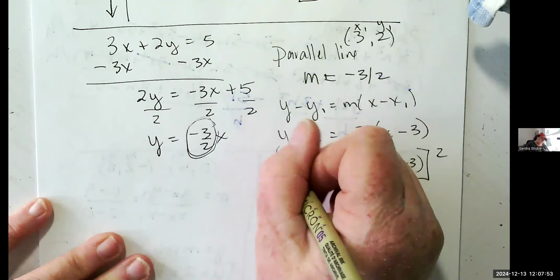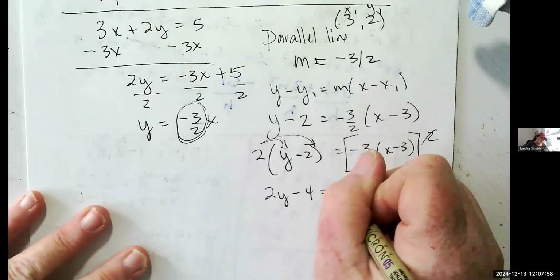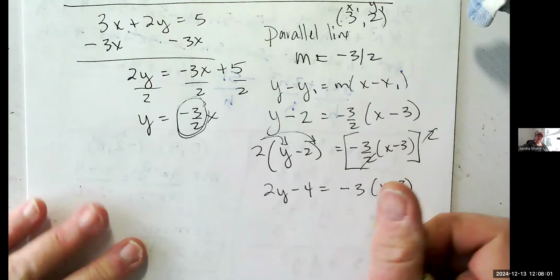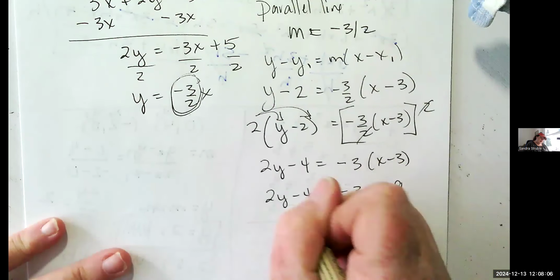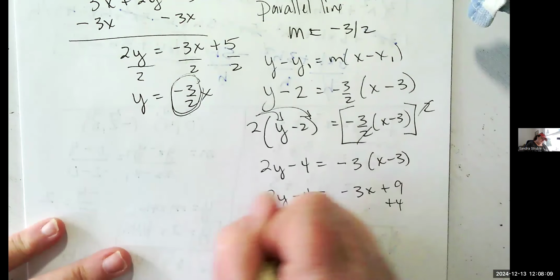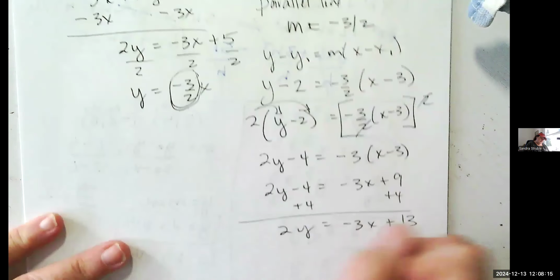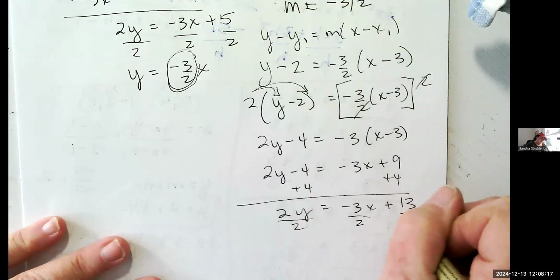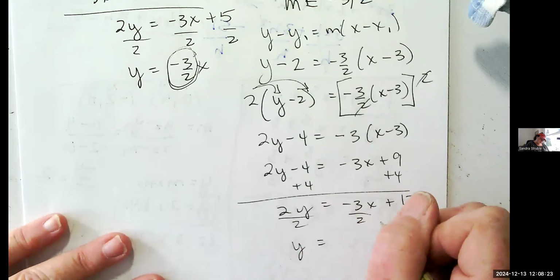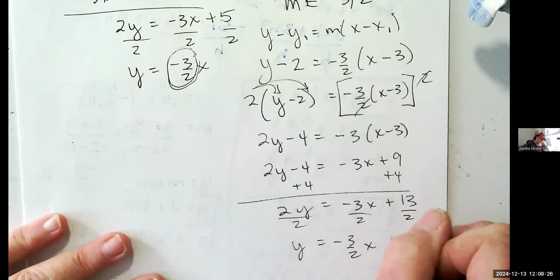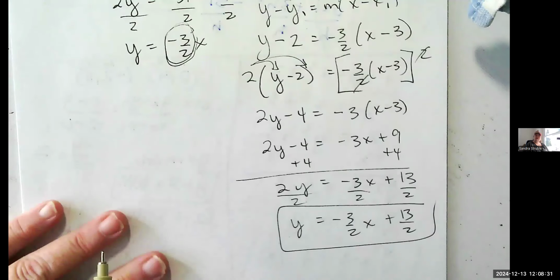So to distribute this one, 2y minus 4, this one goes away, -3 times x minus 3, which I need to distribute, and then solve for y. Divide both sides by 2, and then y equals -3 halves x plus 13 over 2. That is the parallel line because it has the same slope as the original function.